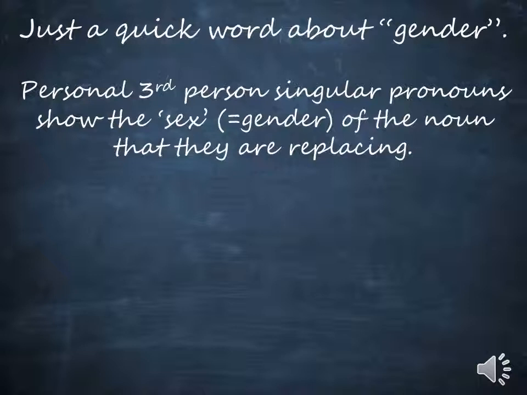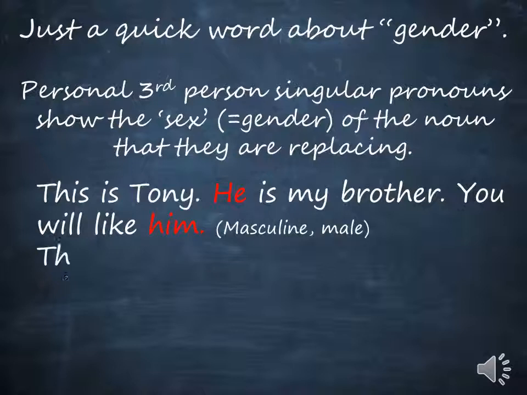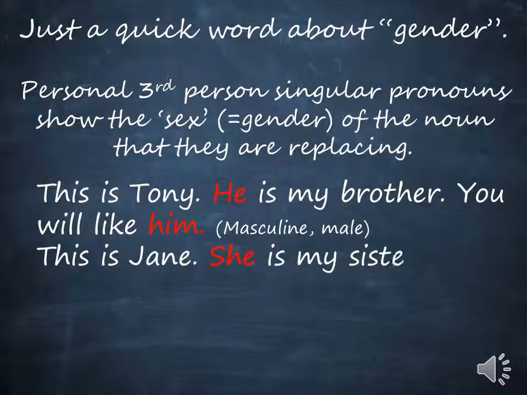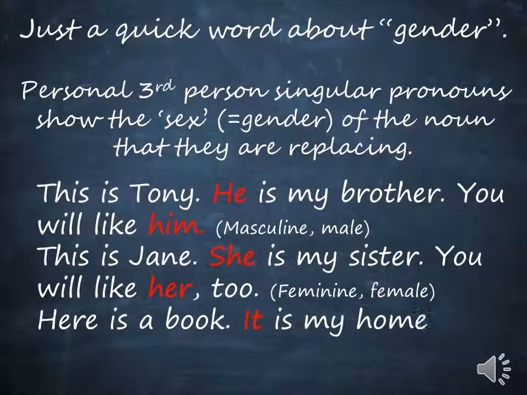And here are some examples. This is Tony. He is my brother. You will like him. That's the masculine or male version. This is Jane. She is my sister. You will like her too. And here we use the feminine versions for both the subject and the object. Subject she, object her. Okay, so feminine, female versions.